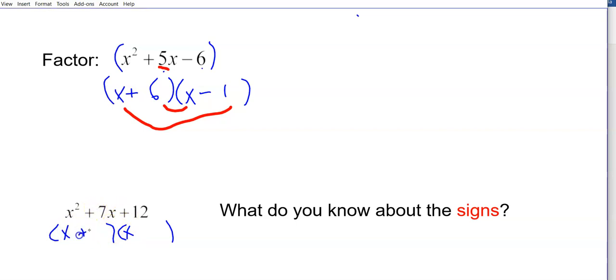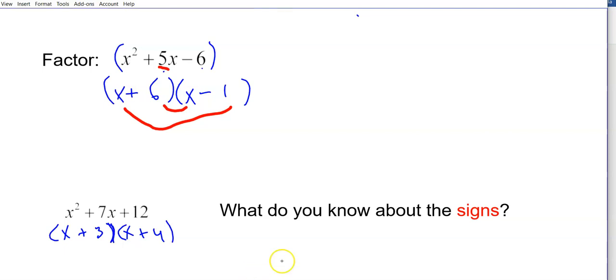Plus and plus, so you know this is plus. And then you're thinking of different possibilities. That's a really bad parentheses right there. You're thinking of different possibilities for like 12: 12 and 1, 6 and 2, but those don't add up to 7. But I do like 3 and 4 as a possibility. I don't think it really matters the order since they're both plus here.